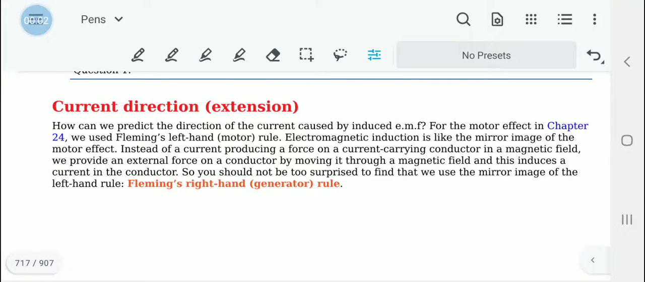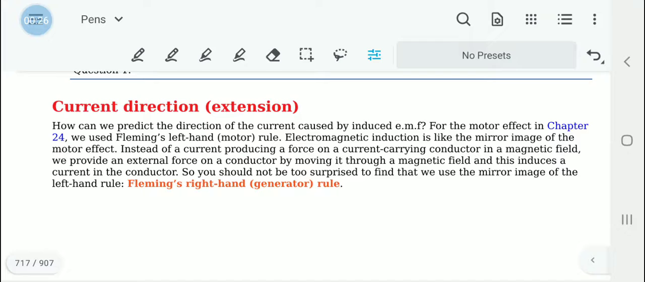Physics chapter 26 theory video 2: current direction. Now this is actually an extension of what we have learned earlier. So we learned about Fleming's left hand rule. Now that was for the motor, the motor rule. We define it as the motor rule.